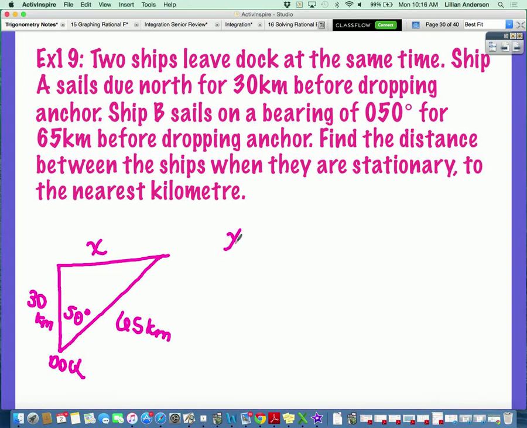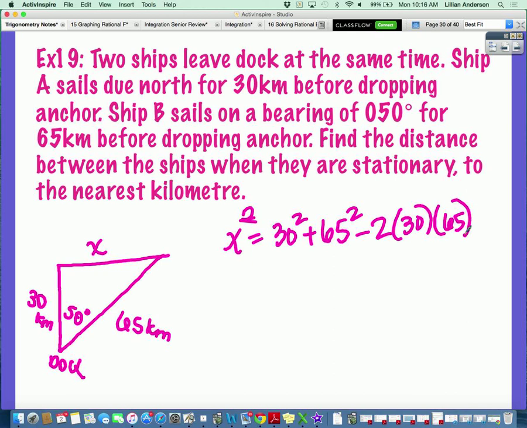So, hopefully you guys set it up like so. I know some of you want to just go ahead and skip this part, but I'm trying to stress the importance of at least setting it up so you get your method point and your accuracy point for at least knowing the right formula and plugging in the right values. You should have had what? 30 squared plus 65 squared minus 2 times 30 times 65 times cosine 50.